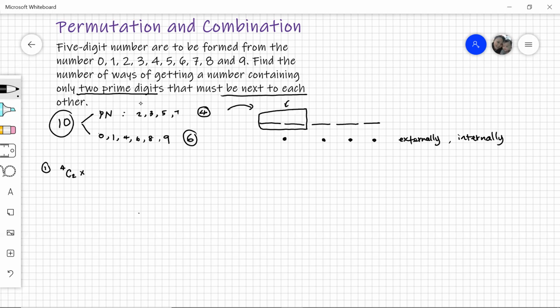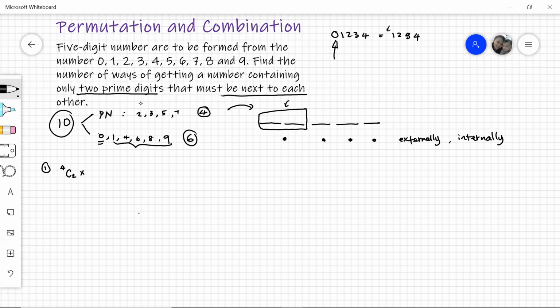Now the problem is we have 0 here. We know that to form the numbers, 0 cannot be in front. Why? Because if we put 0, 1, 2, 3, 4, this 5-digit number actually is 1,234 only. So the 0 in front does not fall into the category of 5-digit number. So we have to settle this 0 issue.